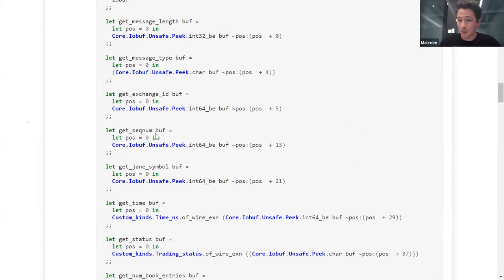Here are some functions for pulling out the information. Here's a function that takes a buffer. This is going to be an array of bytes, a mutable block where we can read the data into. And we've just read in a message. And so we can pull out the exchange ID by going to position 5 and reading those 64 bits there. And that's going to be our exchange ID.